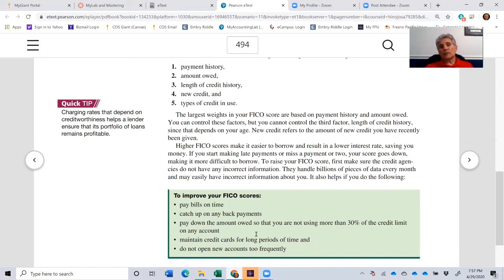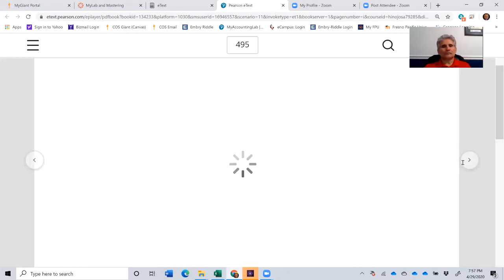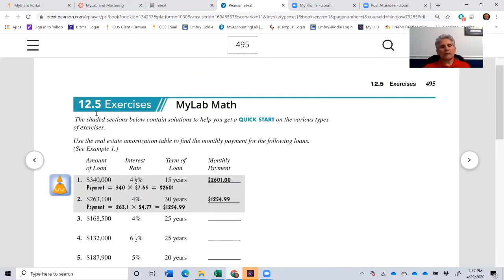But if you want to know which one's going to impact the biggest, it would be the top one. All these other ones have an impact, there's no question about it. But paying bills on time is going to have the biggest impact on your scores. Okay, that concludes 12.5, and that also concludes Chapter 12.